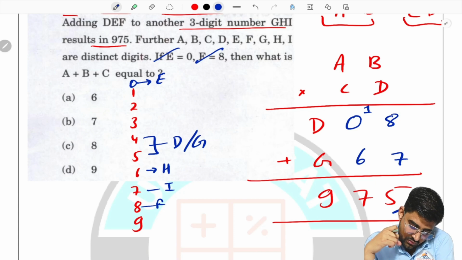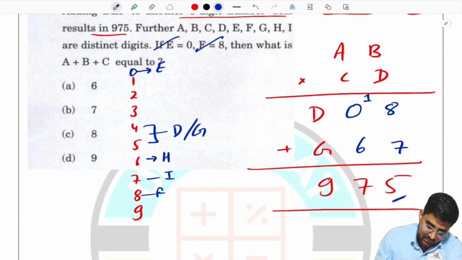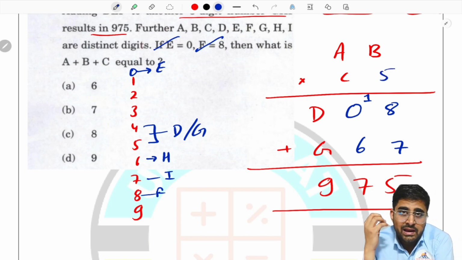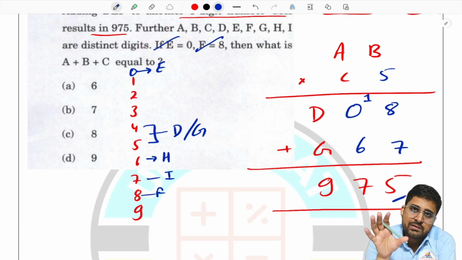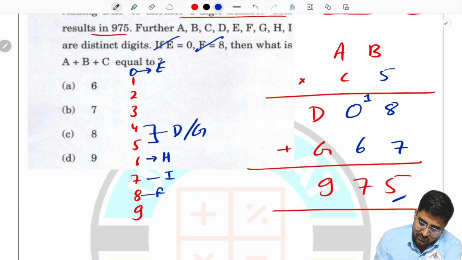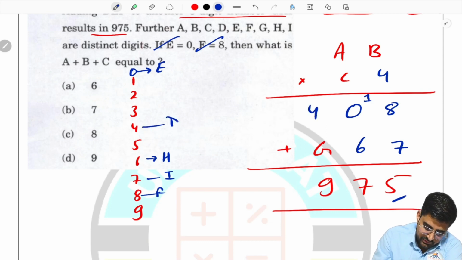Now, there are two possibilities, 4 and 5. If you put 5 here and multiply 5 by anything, it will not give you 8 at the unit digit. It will give you either 5 or 0. So 5 is not possible at the place of D. So D becomes 4, and G becomes 5 automatically.